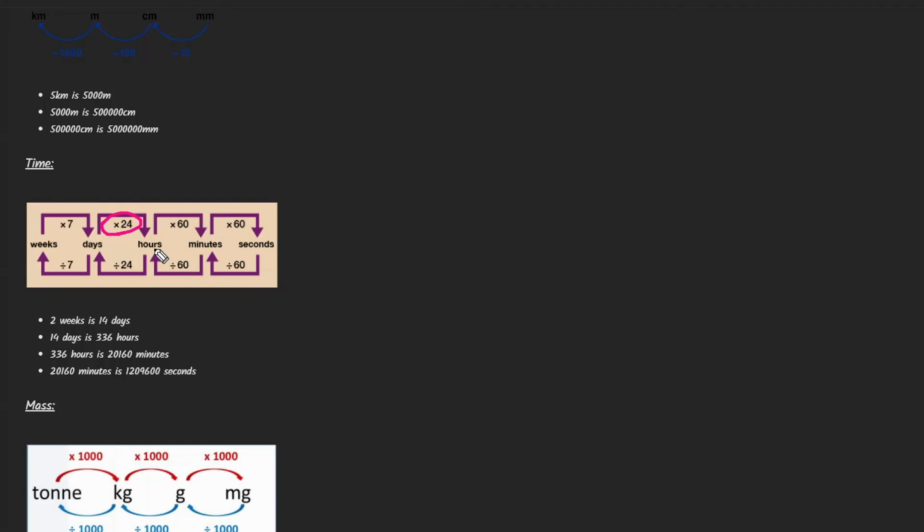If you want to convert hours to minutes, you can multiply by 60 because there are 60 minutes in an hour. And similarly, if you want to convert minutes to seconds, you multiply by 60 because there are 60 seconds in a minute. And if you want to go backwards, from seconds to minutes to hours to days to weeks, it's the same thing, but instead of multiplying, you divide. Again, you just have to memorize these by heart. There's no easy way around it.